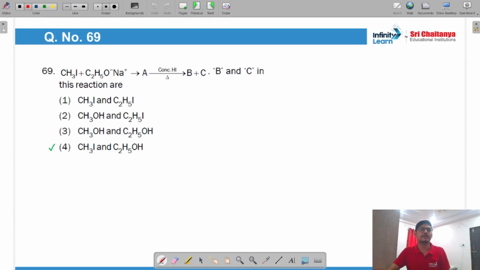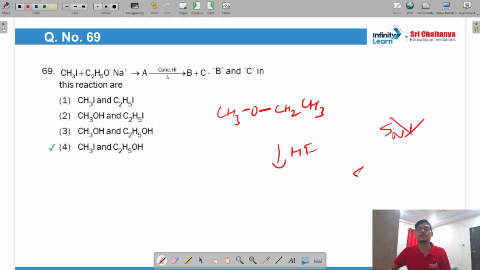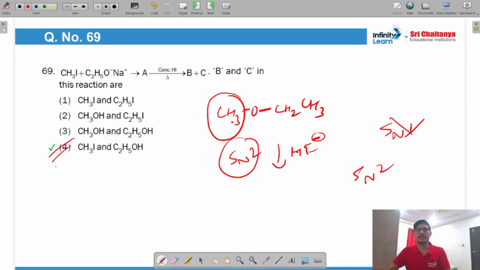In this, CH3I and C2H5O minus Na. So of course this is an ether, SN2 reaction, CH3OCH2CH3. Now when you react it with HI, of course, because there is not a tertiary alkyl group which can give stable carbocation, so SN1 mechanism is ruled out. So of course SN2 mechanism will occur. In SN2 mechanism, the nucleophile iodide will attack the less sterically hindered carbon, which is of course CH3. So the answer would be CH3I and CH3CH2OH. So this is the correct answer.